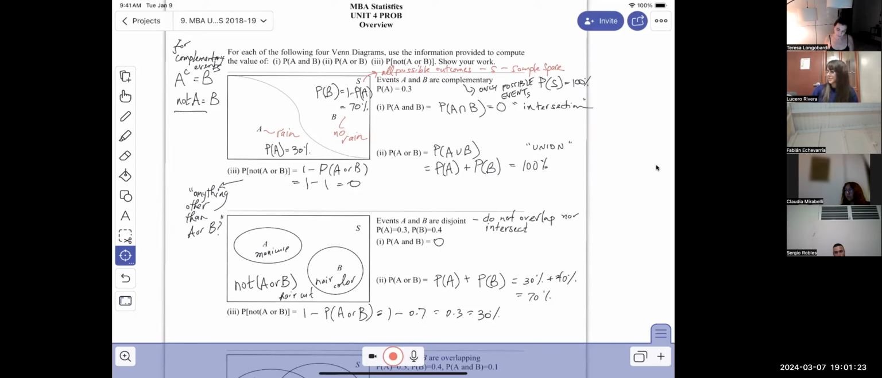And if they were complementary, A and B would have to be 0, A or B has to be 100, and not A or B has to be 0. Just one example here proves that wrong. It's not complementary because I just used one example, and this is not 100 and this is not 0. It's all because they don't fill the space. There's something else that's possible.